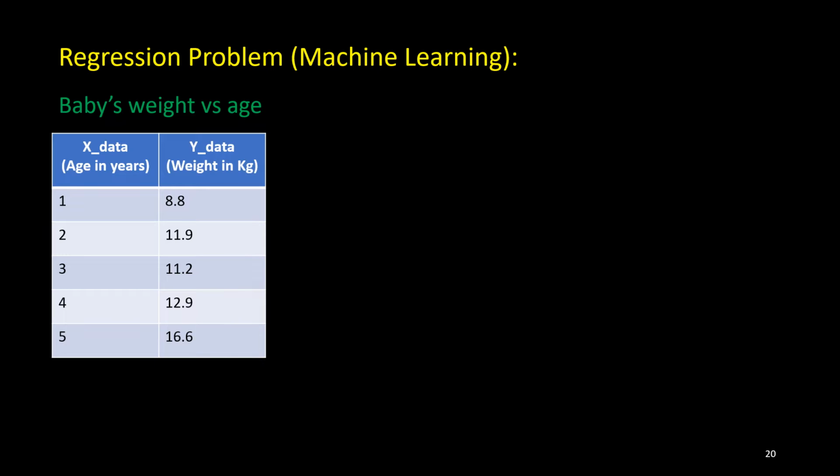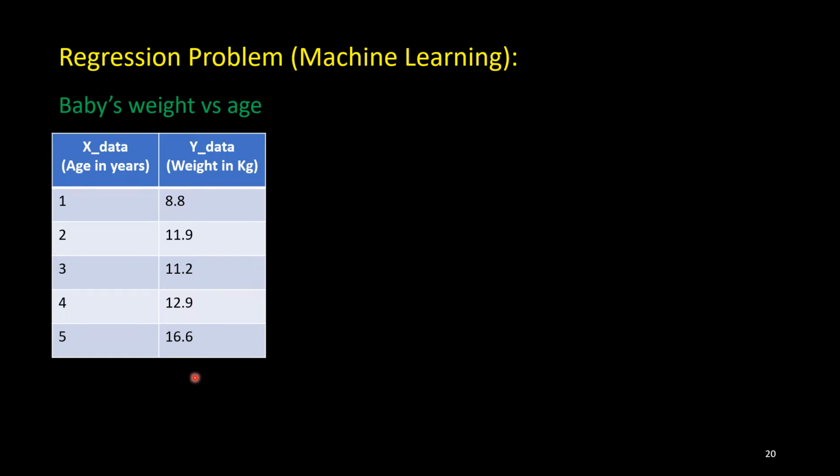Now, consider the regression problem from machine learning. Suppose we want to understand the baby's weight with respect to its age. So we have collected data for a certain baby, and when the baby was at the age of 1 year, suppose his weight was 8.8 kg, and second year, means age of 2, the weight was 11.9, and then age of 3, 11.2, and 4, 12.9, and 5, 16.6. Only 5 data points we have considered here.